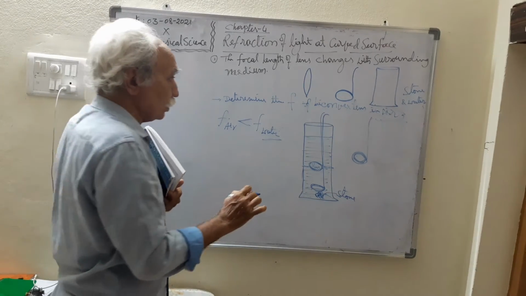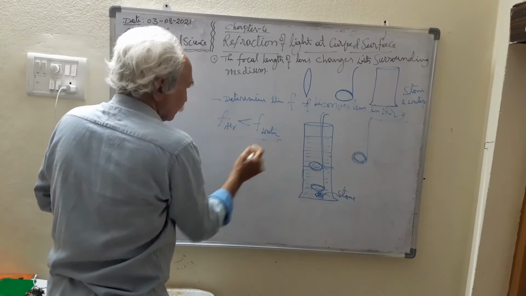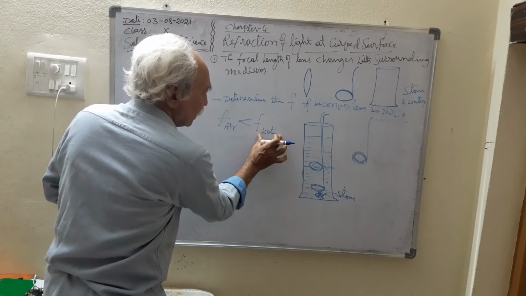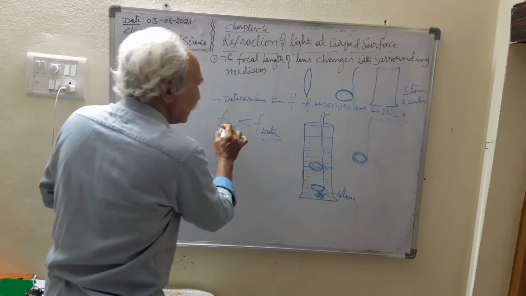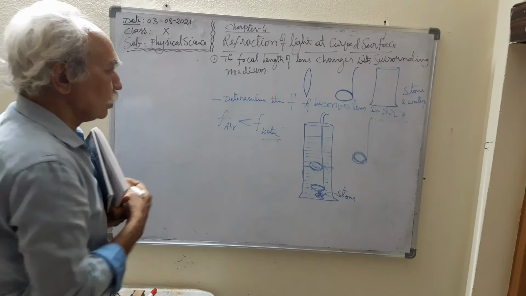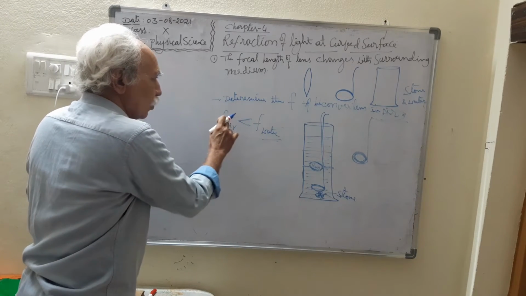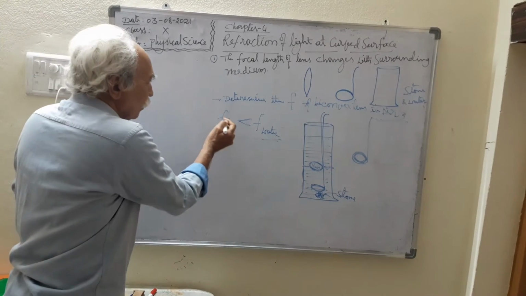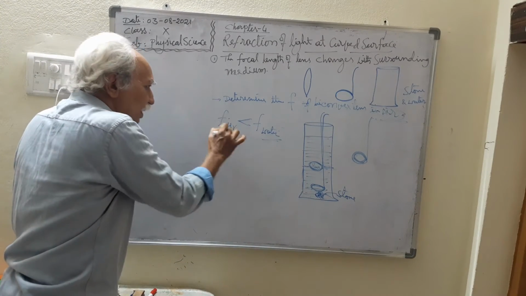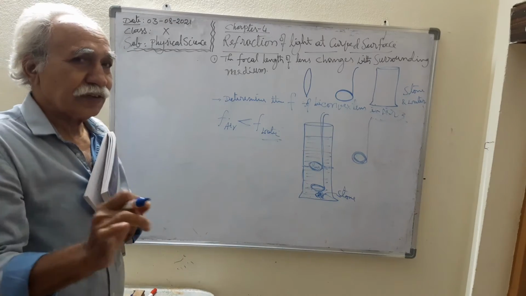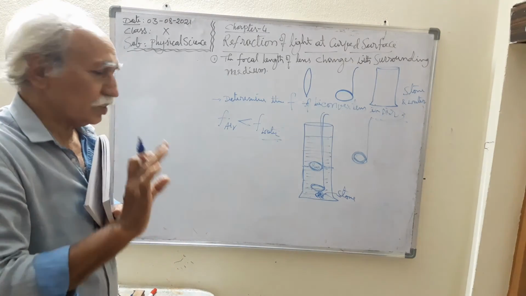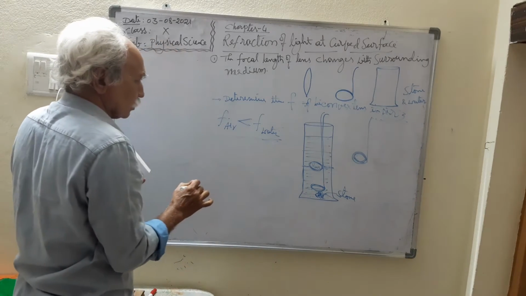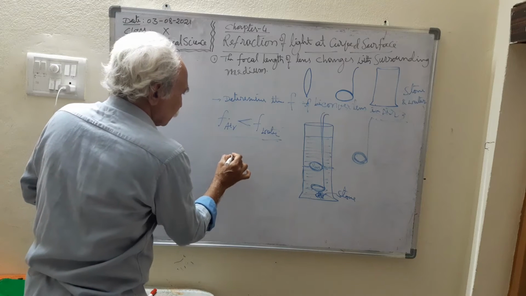Remember one more point. This is the first point. Compared to the air media, the surrounding media is optically denser, so the focal length increases. So the focal length in water is greater than the focal length in air medium. First point: if the surrounding medium has less optical density than air, in that case the focal length of the lens decreases. This is the first point you must remember.